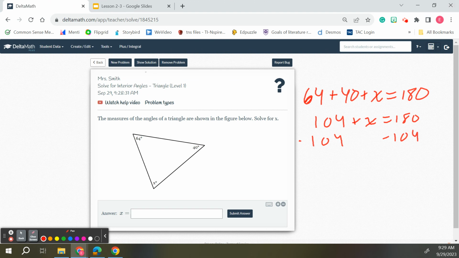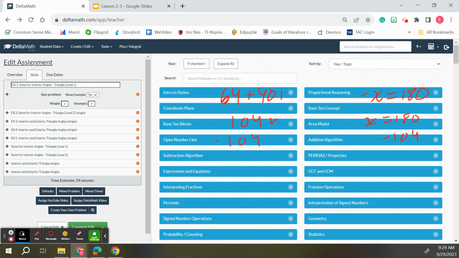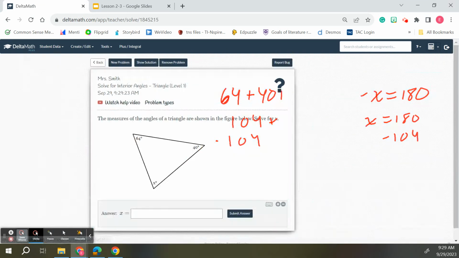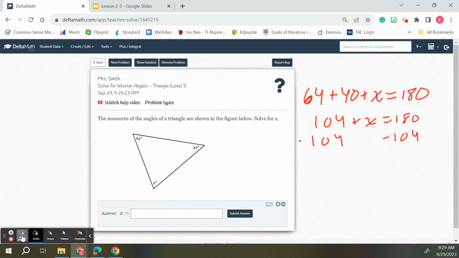So someone tell me, what does x equal here? Sorry, this thing's acting all sorts of funky. So x is equal to 76 degrees. Okay, so that triangle sum theorem is actually pretty straightforward. Okay? Questions on this?